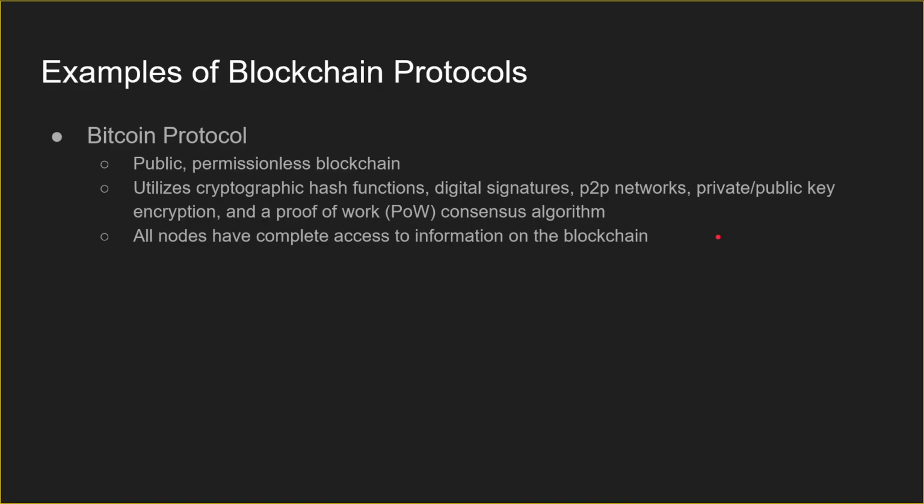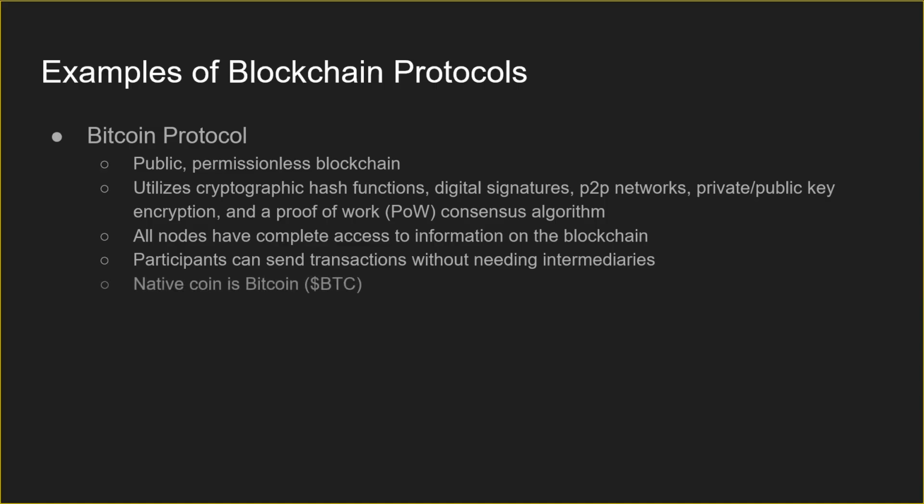Now, all nodes have complete access to the information on the blockchain. Participants can send and receive transactions without needing intermediaries or any third parties. And the native coin is Bitcoin, BTC. So this is a basic format of if you wanted to do a write-up on a specific blockchain or a specific protocol and you wanted to have a basic rundown of all the major details before going into anything in greater depth or detail.